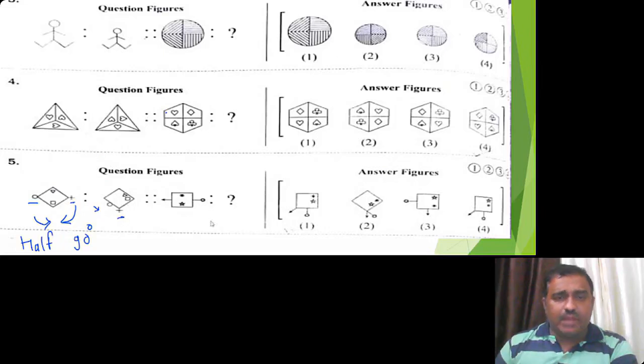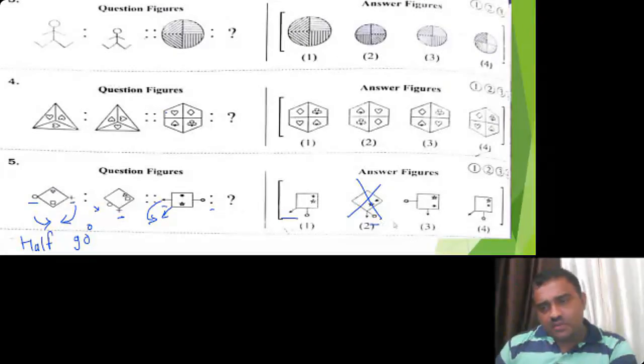So the same will happen here also. This symbol will move only half, so it must be here, because it will move anti-clockwise and half only. So where is it? It is in figure number 1. It is not in figure number 2, so disqualified. It is also not here, so disqualified. Now only options number 1 and 4 are left.